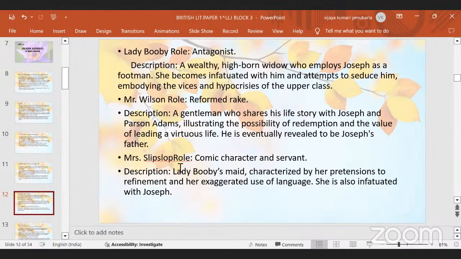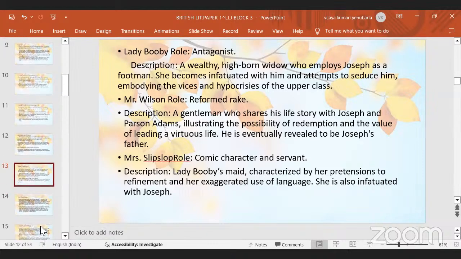So Mrs. Slipslop's role. She's a comic character and a servant at Lady Booby's house. This lady is also attracted towards Joseph. She is described by her exaggerated use of language. She continuously would be talking and she is also infatuated with Joseph.